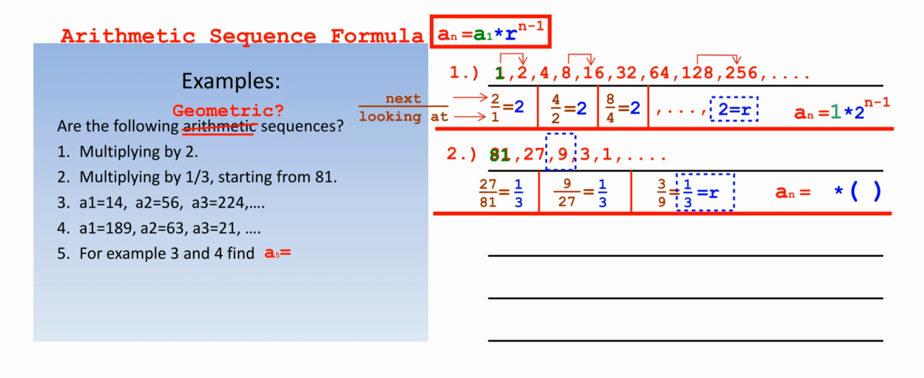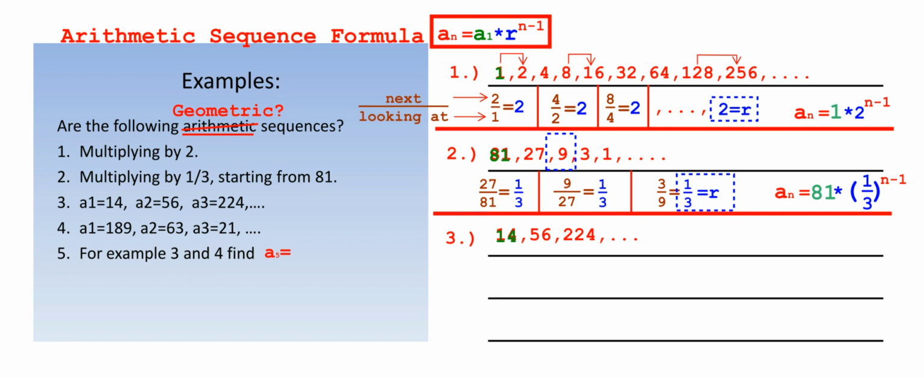So looking at the formula, our first term, remember, was 81, and our common ratio turned out to be 1/3. So we have a sub n equals 81 times 1/3 to the power of n minus 1. Going for the third example: 14, 56, and 224, right? Notice I did not list the term number, that's the a1, a2, a3, right? Kind of makes it hard to type in, other than making it smaller as a subscript.